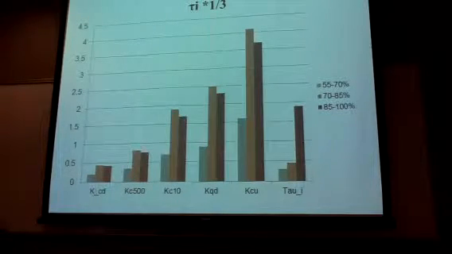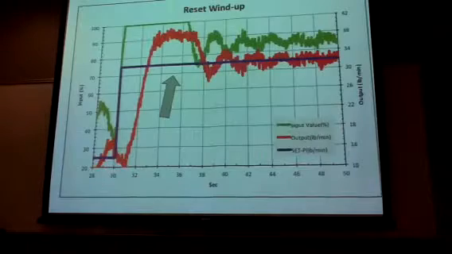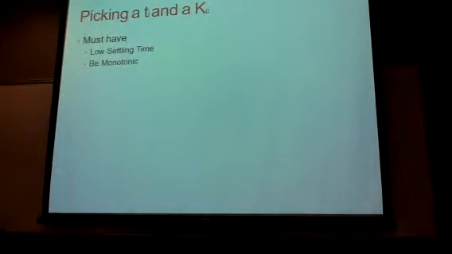Here's tau sub I times 1/3. Nine times tau sub I right here. Here's a graph for a reset windup. Here's a graph for reset wind down. Tau sub I and K of C must have low settling time, be monotonic.